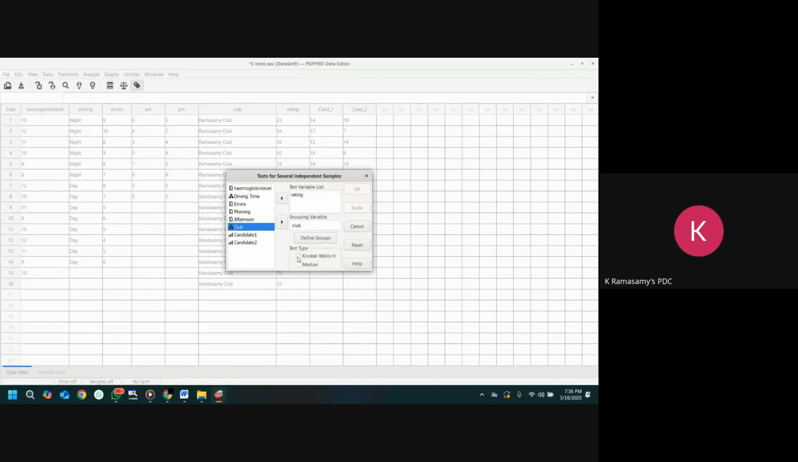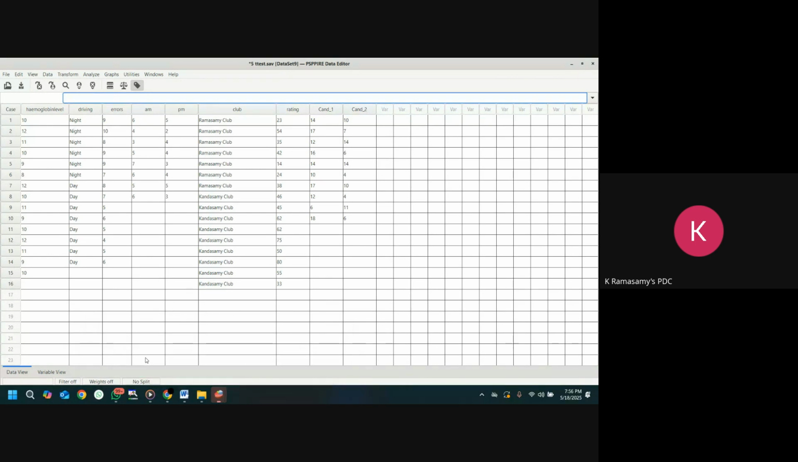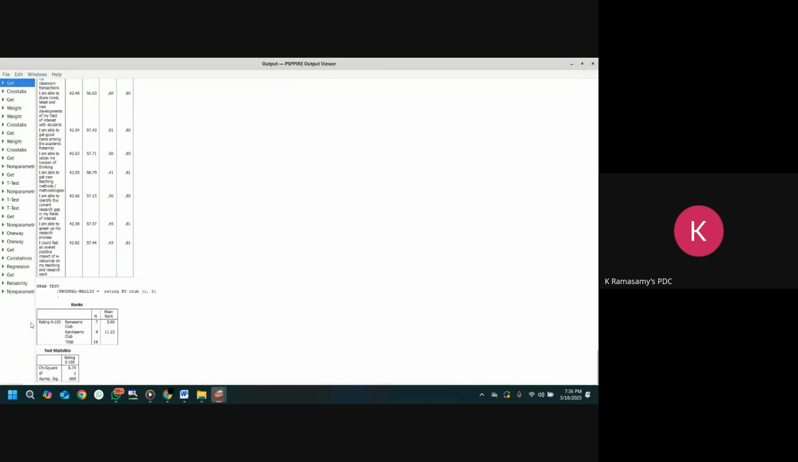And you can see what is the test? Kruskal-Wallis. Click Kruskal-Wallis. If you go to SPSS, SPSS provides two tests. Mann-Whitney, if your independent variable is having 2 levels. Kruskal-Wallis, if your independent variable is having 3 levels. But in PSPP, only Kruskal-Wallis is given. So Kruskal-Wallis can be used for both. Whether you're having 2 levels or more than 2 levels, no problem. You can use Kruskal-Wallis. I say, okay. Let us see the results. So I'm in the results section now. You can see here, Ramasamy Club, mean rank. Kandasamy Club, mean rank.